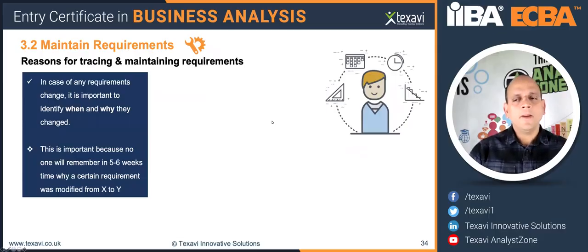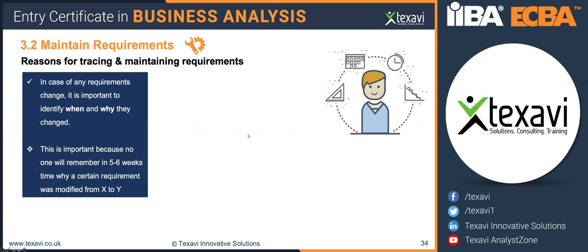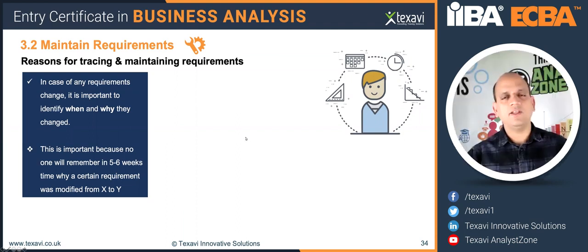In terms of maintenance of the requirements, obviously that means that you have any changes coming through into the requirements. You've got some things that need to be deleted. Some features need to be removed from the product. Some features need to be added in addition. All of those is basically what we call maintenance, the management of requirements. So why do you need to do that? It is important that we understand when and why they changed.